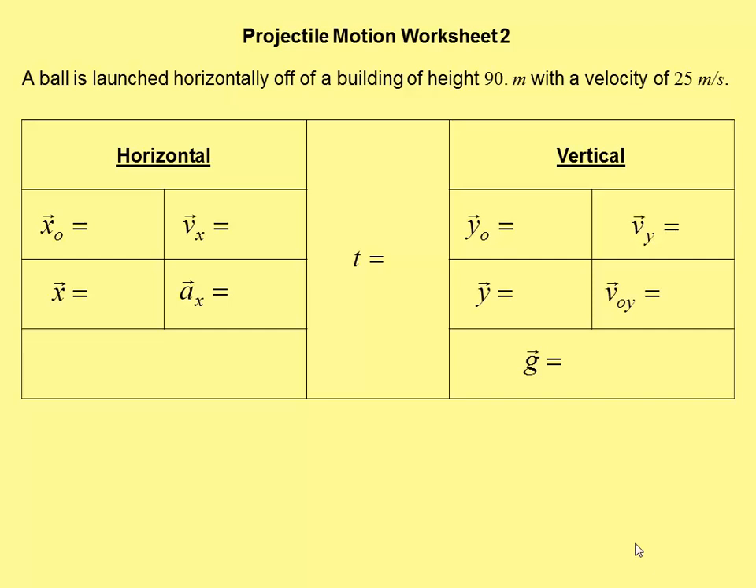So in this worksheet we were examining a ball launched horizontally off of a building. The building has a height of 90 meters and it's shot with a velocity of 25 meters per second. Now notice it's launched horizontally off that building is important at this point.